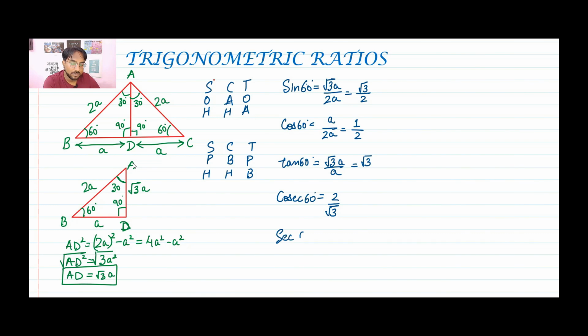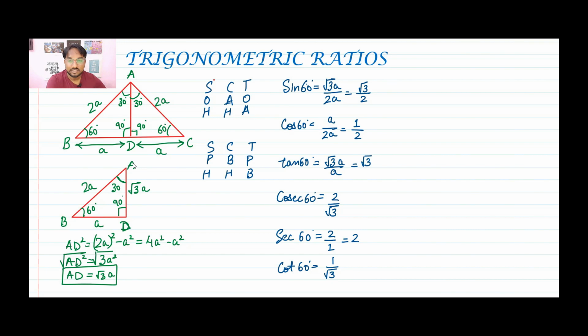Secant is the reciprocal of cos, so 1 by 2, reciprocal will be 2 by 1 or 2, and finally cot 60 degrees is the reciprocal of tan 60 degrees. It is square root 3, so reciprocal means 1 by square root 3. We have got all the 6 values for 60 degrees.